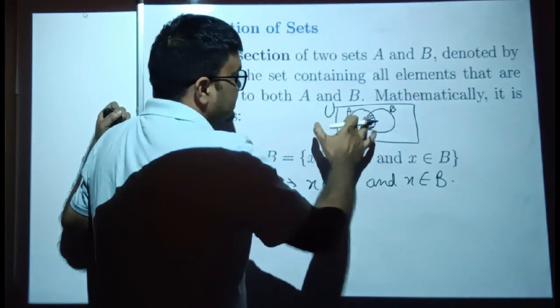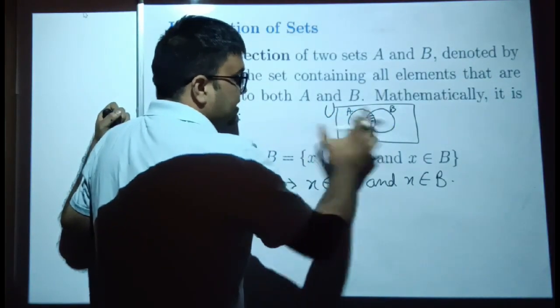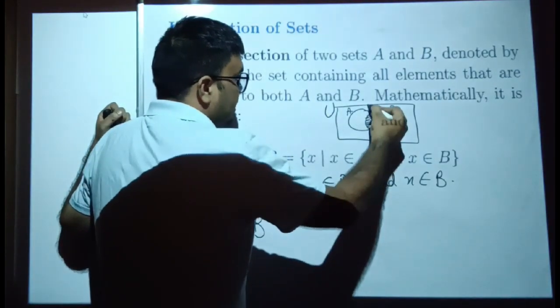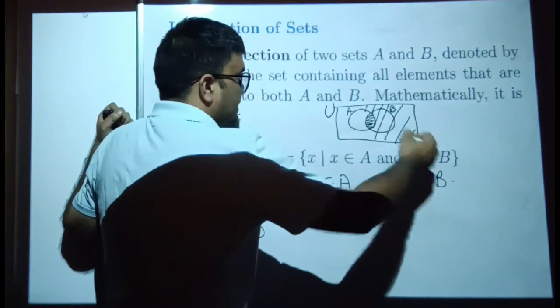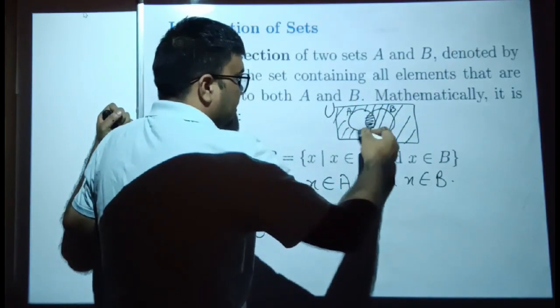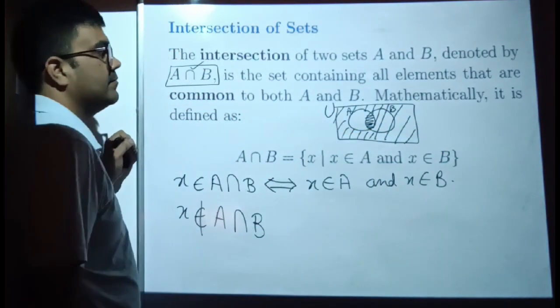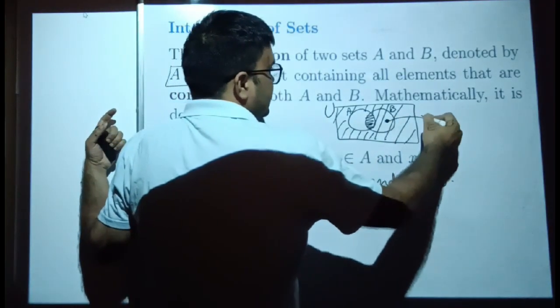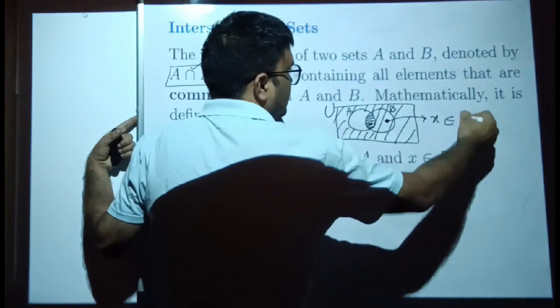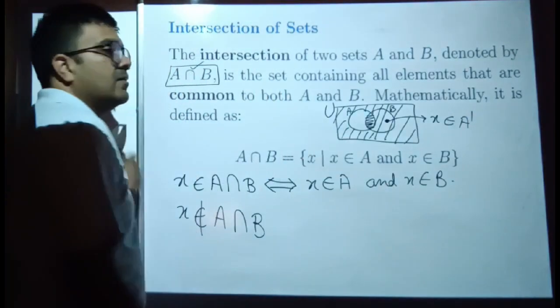Suppose this circle is representing the set A. Look at this region over here, which is outside the set A. If I consider any point in this region, I will say x belongs to A complement.